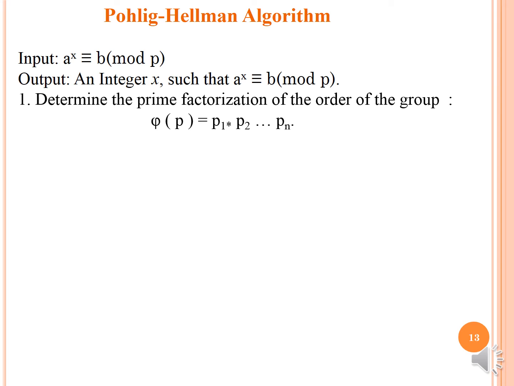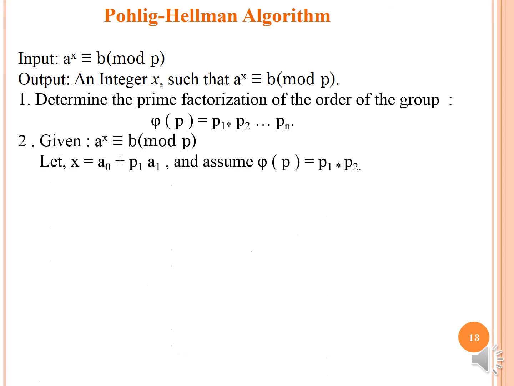First, we have to factorize the value of p. The phi of p is the Euler totient function, and its value will be p minus 1. And we have to factorize it as a multiplication of prime numbers. We have the given congruence, and we are taking the value x equal to a0 plus p1 a1, and let's assume that we are factorizing with only two prime numbers, p1 and p2.